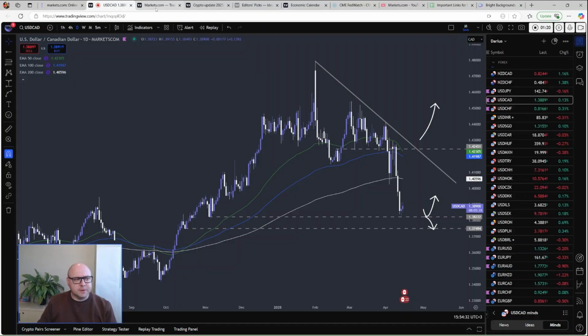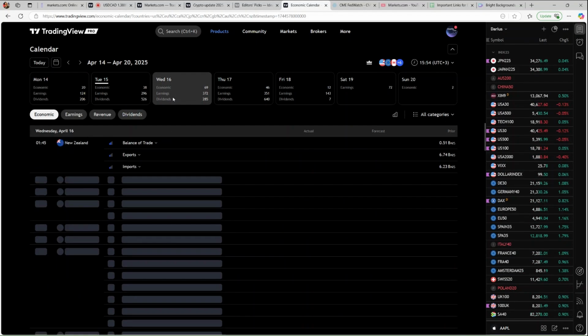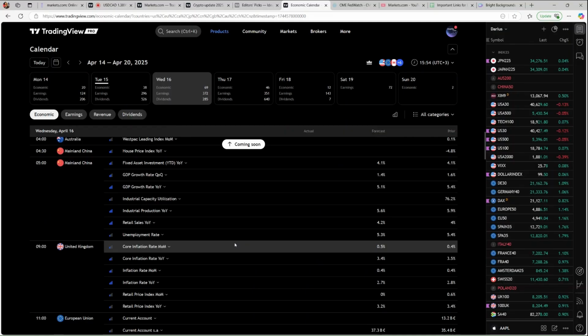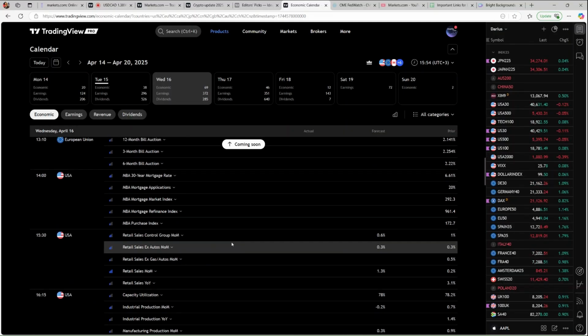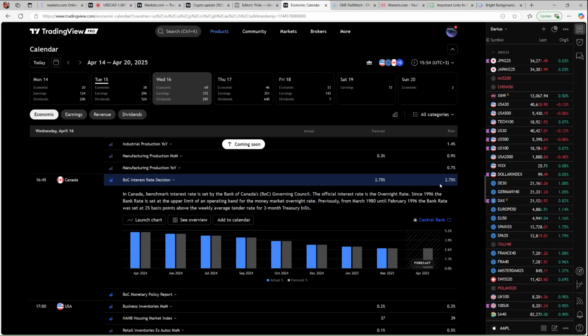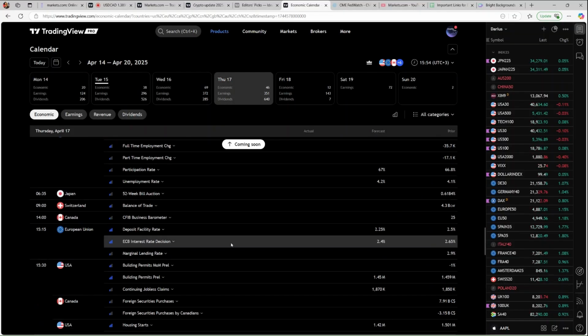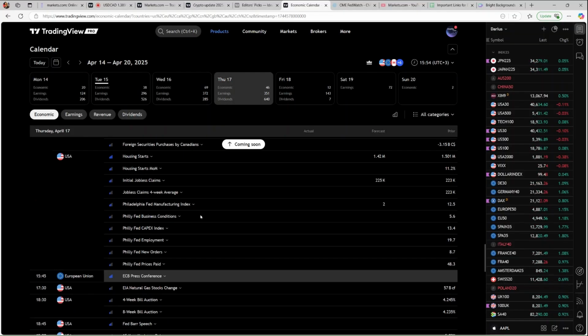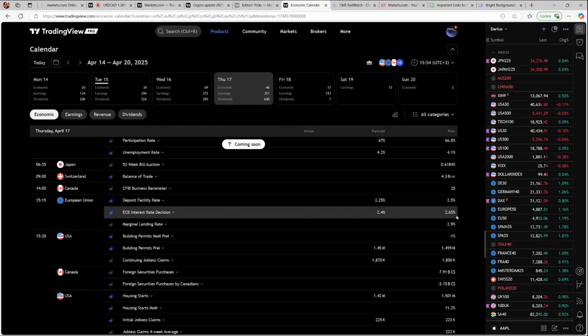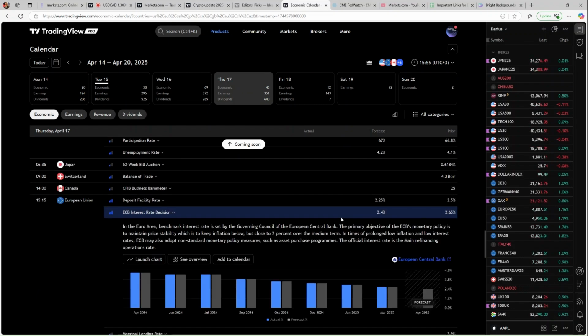Tomorrow we have the interest rate decision from the Bank of Canada, but that one is expected to keep the rate unchanged at 2.75. In a way, it's an interesting situation right now because the BOC is planning to keep rates unchanged, however the ECB on Thursday is planning to go for a 25 basis point cut. That's what I'm talking about here.